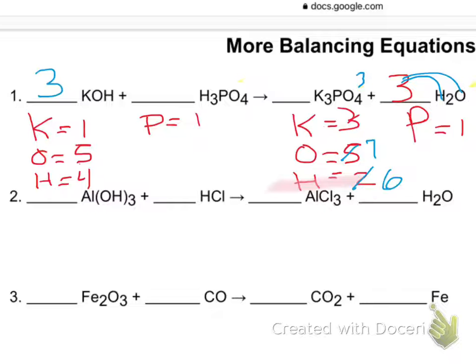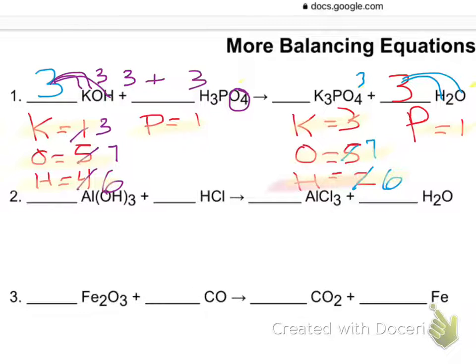And then we're going to go to the other side and balance out the other side. So now we have 3 Ks, 3 oxygen there, plus the other 4 gives us 7. And then 3H plus 3H gives us 6. And when we check this, we have K's are equal to 3, O's are equal to 7, H's are equal to 6, P's are equal to 1, balanced. Next problem.